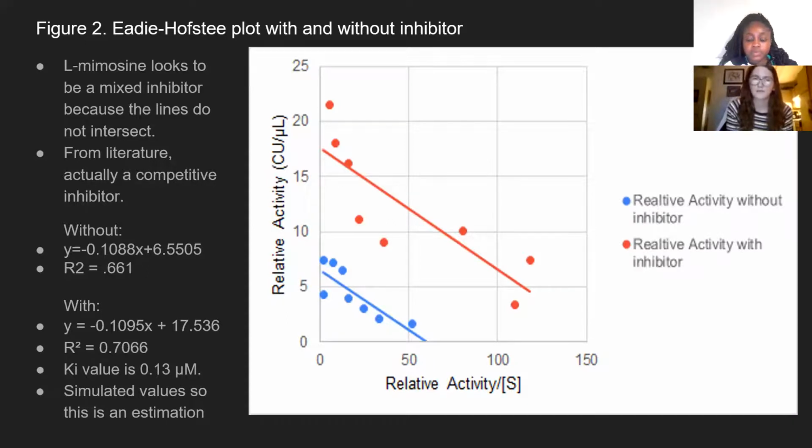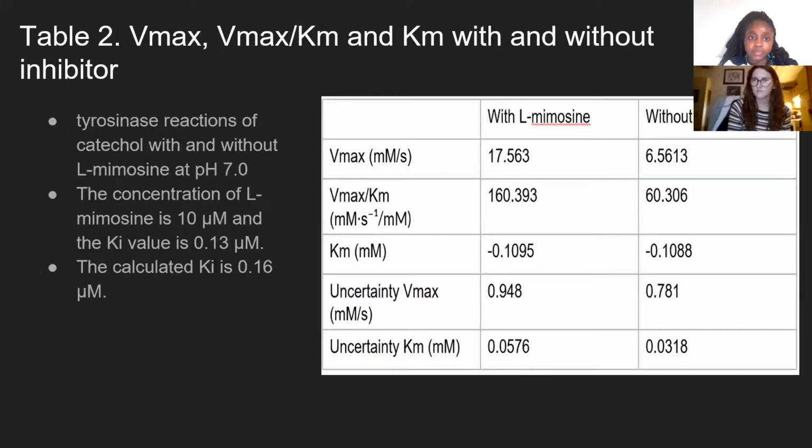And these values are simulated values. They were given to us. So this is just an estimation of how L-mimosine would react. This table shows the Vmax over Km, and the Km values of tyrosinase with and without the inhibitor L-mimosine.